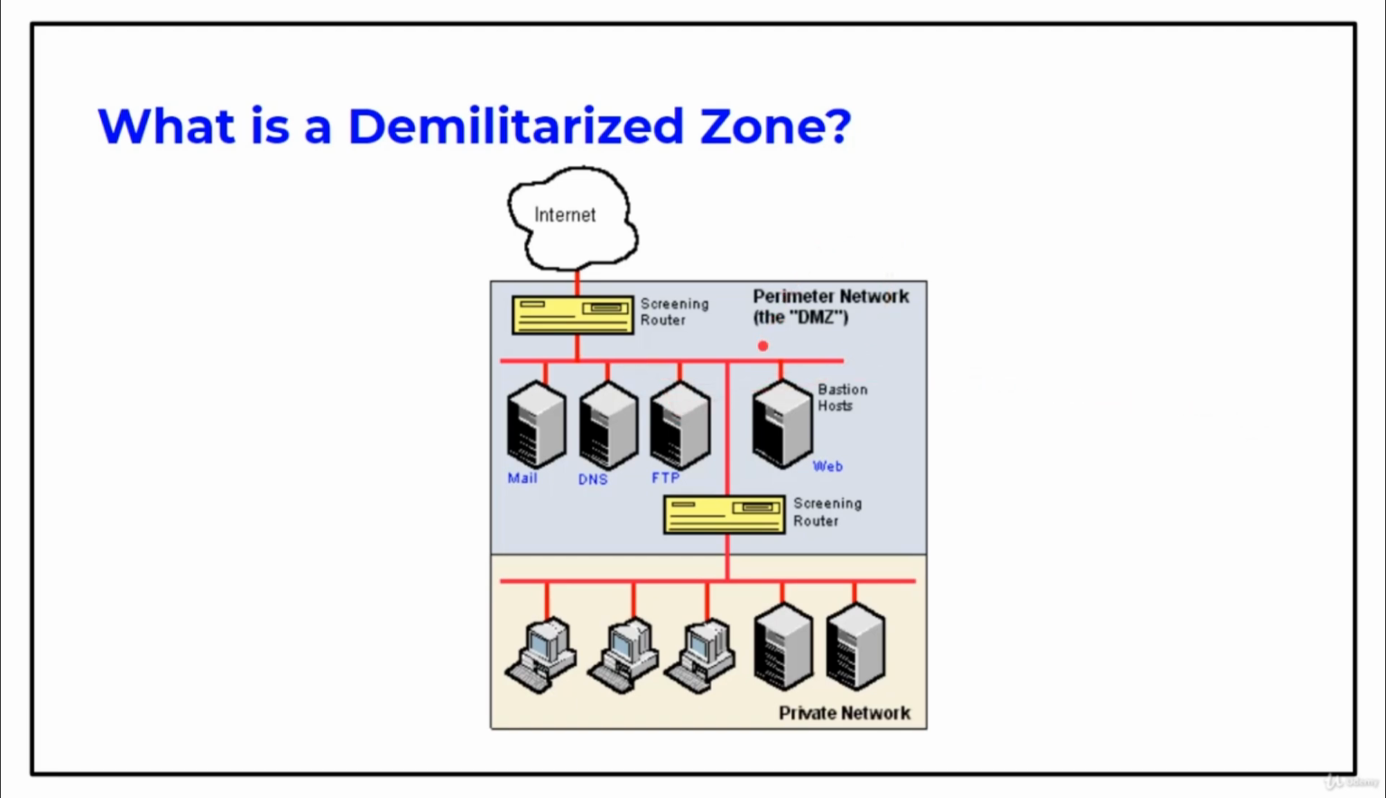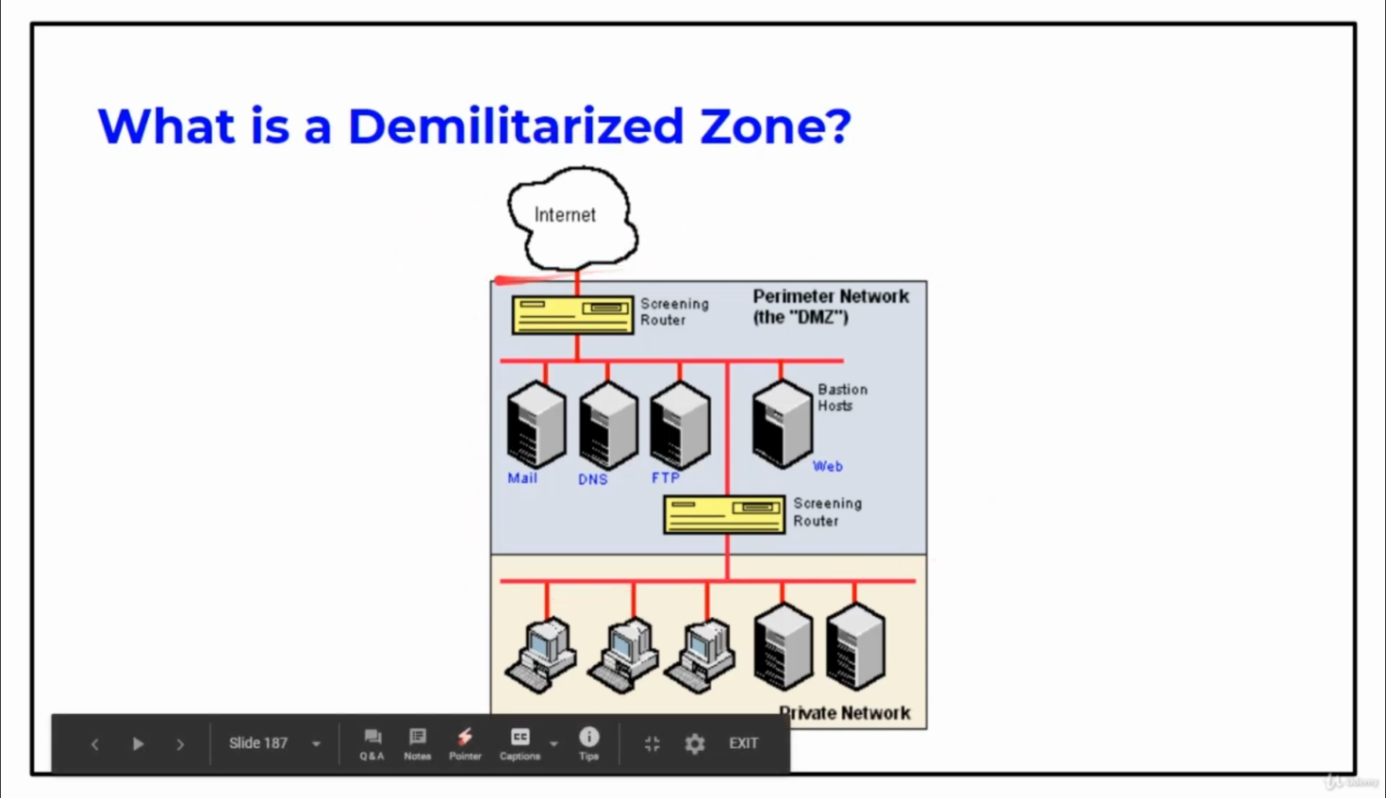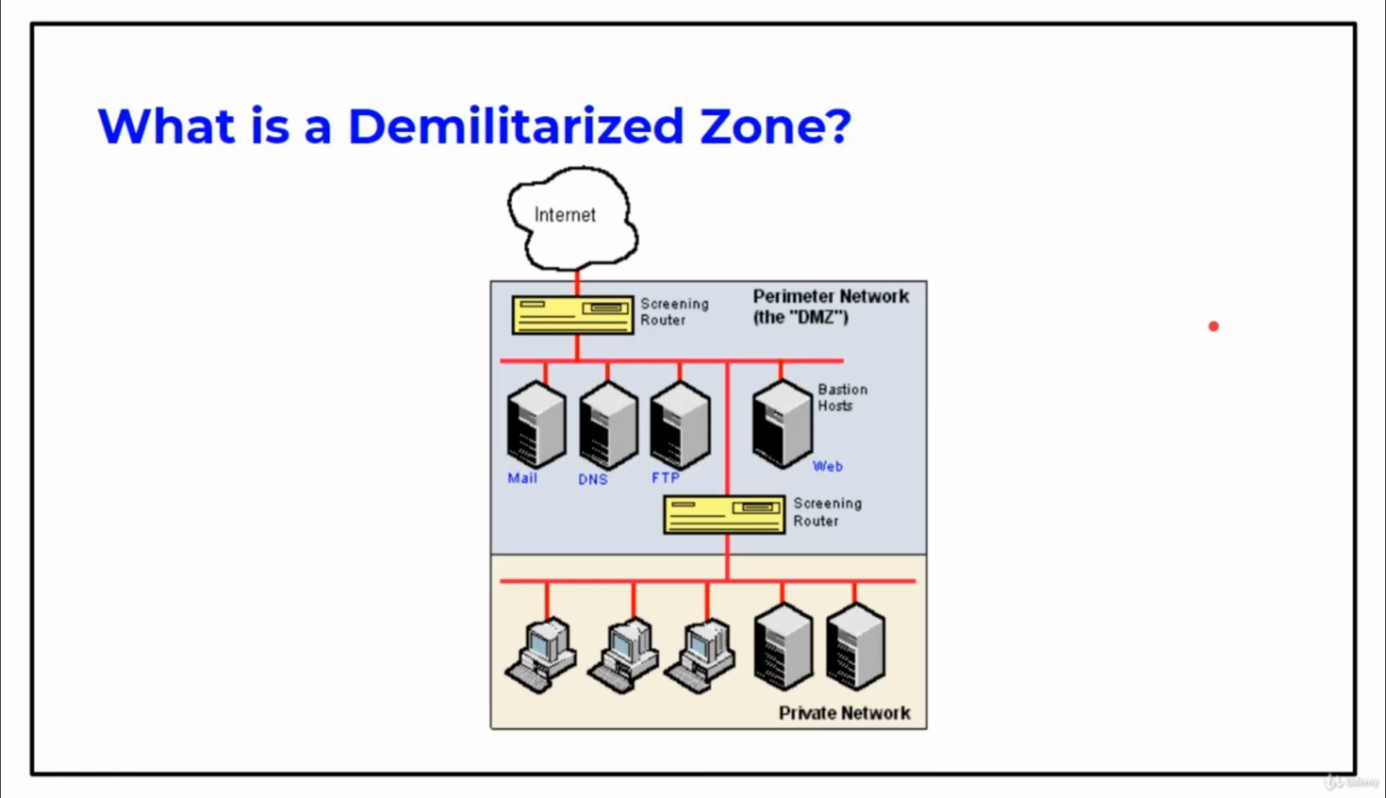So as you can see on the screen, this is the internet, and the blue region is the DMZ, that is the demilitarized zone. Now in the demilitarized zone, which are the services that are available? That is mail, DNS, FTP and web. These services are available in the demilitarized zone, which means if a client wants to connect to the private network or use any of the services that are in the DMZ, the first thing is to pass the packet to the screening router, and through the screening router they can access these services.